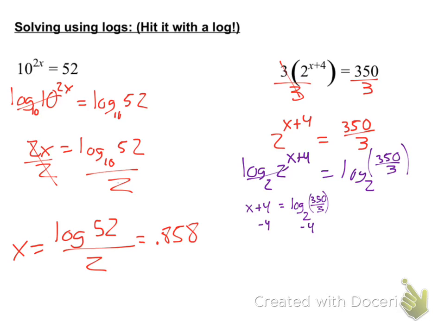Subtract 4, subtract 4. Can I put that subtract 4 together with that 350 over 3? No. One of them is in the log, the other one is not. So they have to be separated. So x is equal to log base 2 of 350 over 3 minus 4. That's the exact answer, right? If I didn't let you guys use calculators on the test, that's as far as you go.